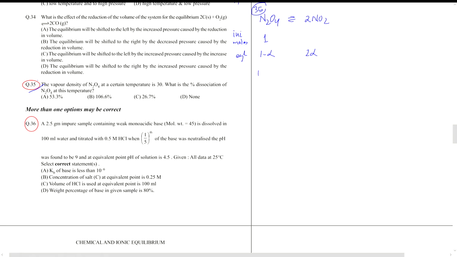So the average molar mass would be total mass by total moles. Now total mass would be the same as the initial mass because it would not change during the chemical reaction. The initial mass for 1 mole is 1 into the molar mass of N2O4, which is 92, divided by the total number of moles, which is 1 plus alpha. Now this is given as 60 because average molar mass is twice the vapor density. So that gives you alpha.